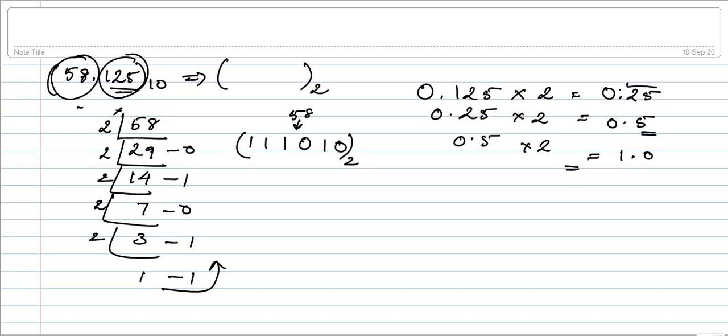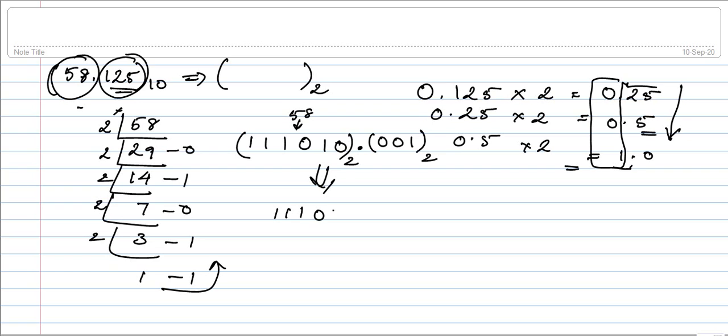For writing the answer, take the integer part alone. Right? Take the integer part alone and write from top to bottom. So how am I going to write it? I'm going to put a decimal point over here and write it 0 0 1 to the base 2. So if I write it on the whole, the binary equivalent of 58 is 111010. The binary equivalent of 0.125 is .001. So this is my binary equivalent.